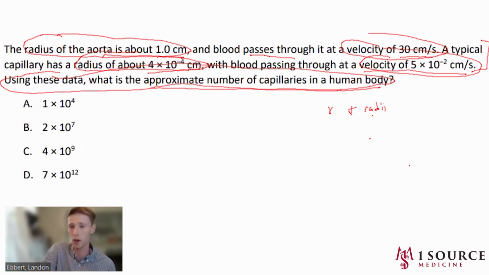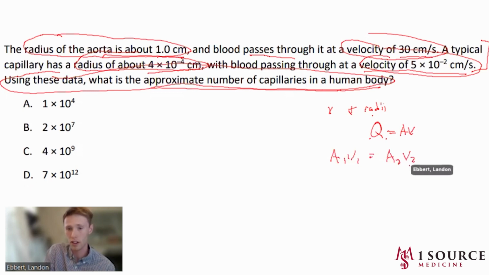And that equation that I know that explains that is Q equals AV. And the volumetric flow rate for the aorta will be the same as the volumetric flow rate for the capillaries. So I can set AV equal to one another. So A1 V1 equals A2 V2.